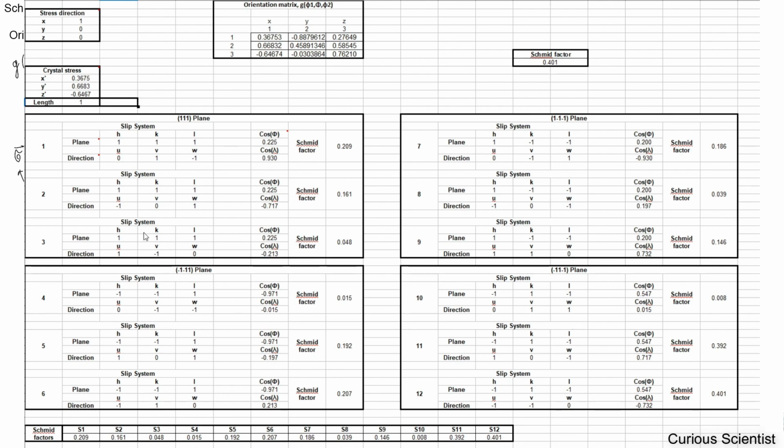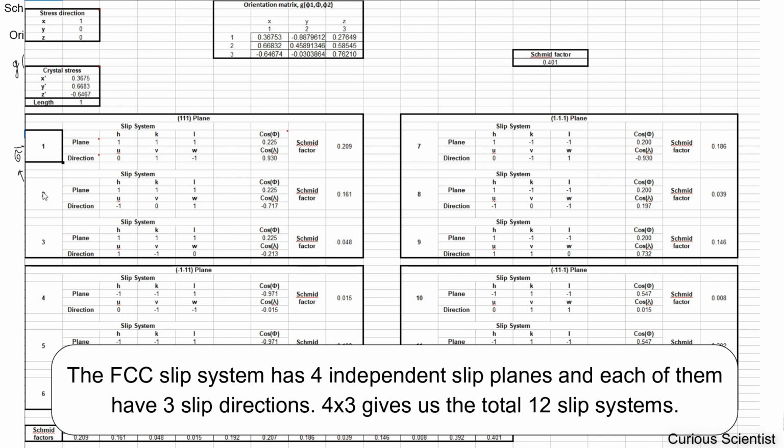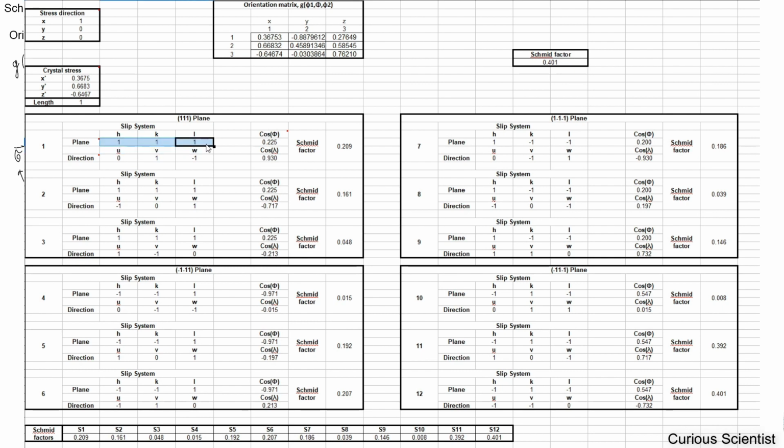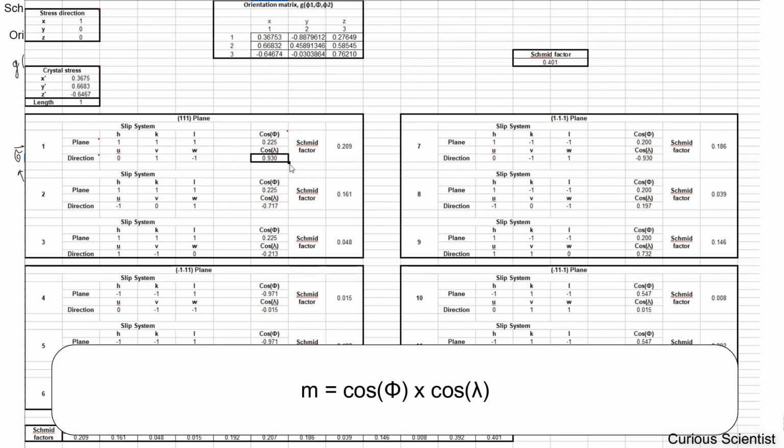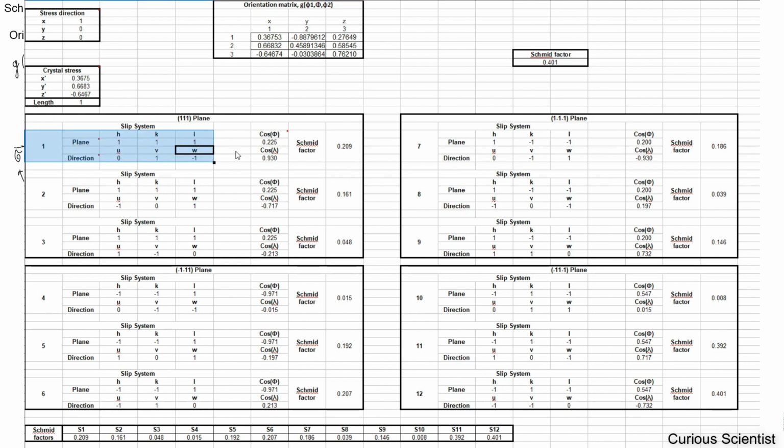And in these bigger tables, you can see the 4 different slip planes, which are defined for an FCC material, and each slip plane has 3 slip directions. So that's what we did here. I defined the plane and I defined the direction, and then I calculate the cosine phi and the cosine lambda, and then it's just a multiplication between these two, so cos phi times cos lambda, and I take the absolute value of it, and we get the Schmidt factor. And basically this is all.